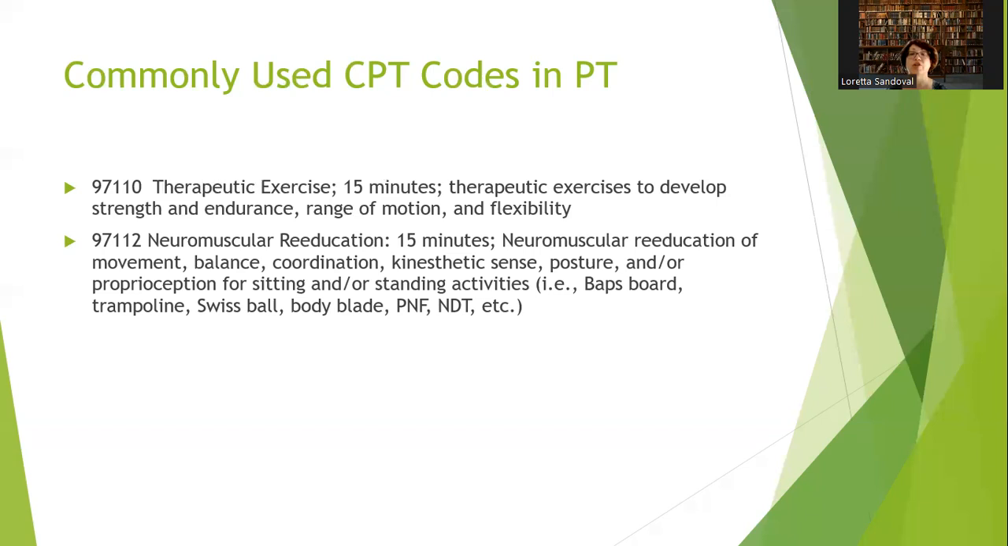Neuromuscular re-education is re-education of movement, balance, coordination, kinesthetic sense, posture, and/or proprioception for sitting and/or standing activities. So if you're treating someone with an ankle injury and you're using the BAPS board to retrain their kinesthetic sense and proprioception and balance, you're doing neuromuscular re-education. On a mini trampoline, on a Swiss ball, using the body blade, doing proprioceptive neuromuscular facilitation, doing NDT, or any of the other neuro re-education tools that you will learn more about in your neuro re-ed class. But basically, it's some neurological sense, like posture, balance, coordination, kinesthetic sense, that we developed when we were children, and then we lost it somehow through illness or injury, and then we have to re-educate that.